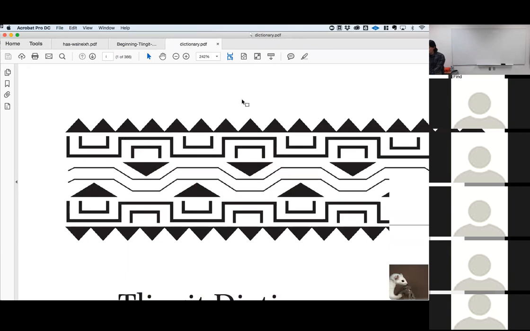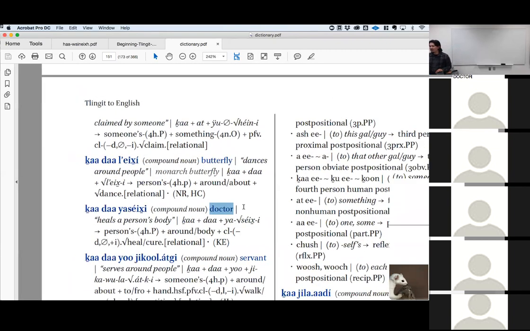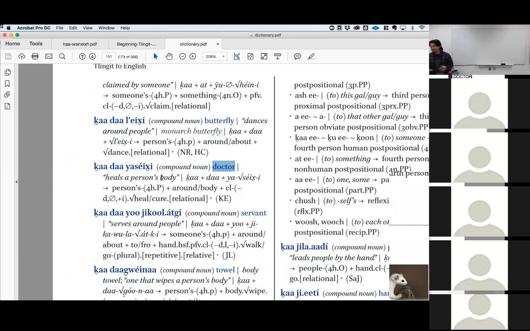But the first one means to kind of touch people. And then I was talking with a friend just about Kada Yasehi. There's another name.